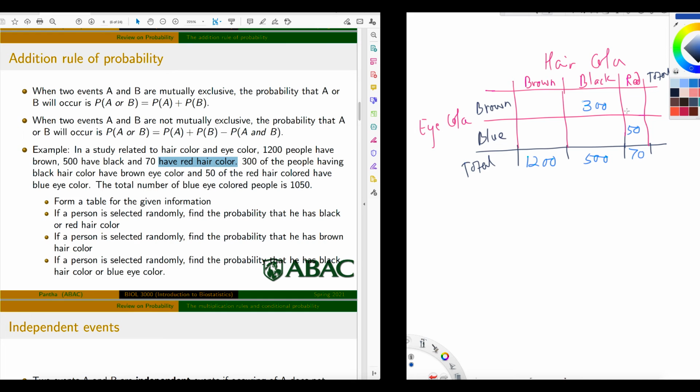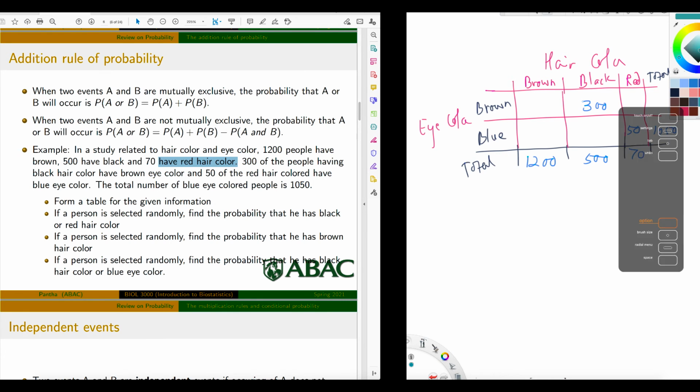Okay, now we need to complete the table. How do I complete that? Also, the total number of blue eye color people is 1050. This is 1050. So these are the given things. Now I want to fill in the non-given things there.